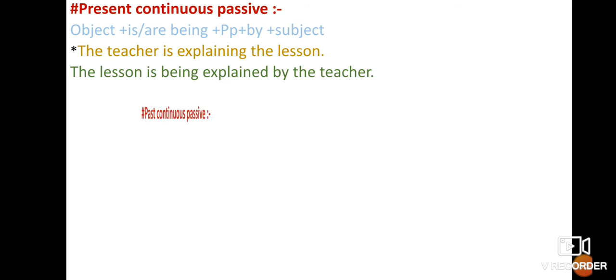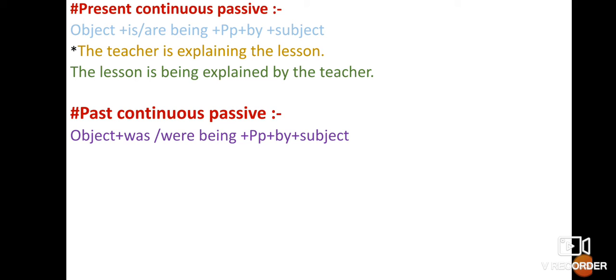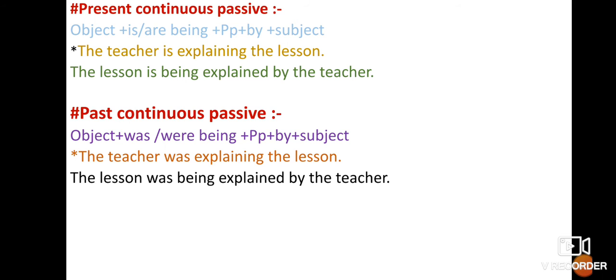The past continuous passive. The form: object, was or were, being, plus the past participle of the verb, plus by plus the subject. Okay, the example: the teacher was explaining the lesson. The lesson was being explained by the teacher. Okay, is it clear? Okay.